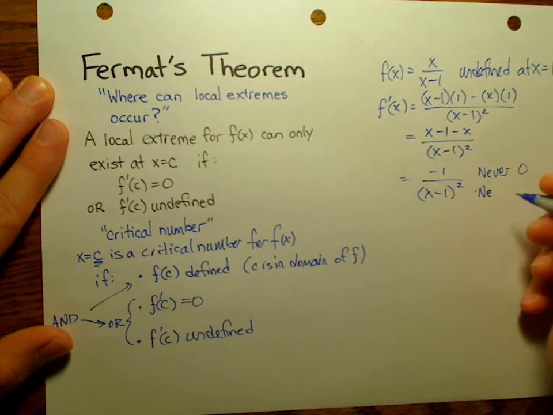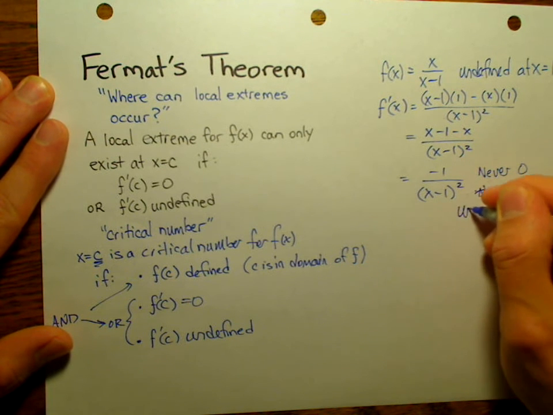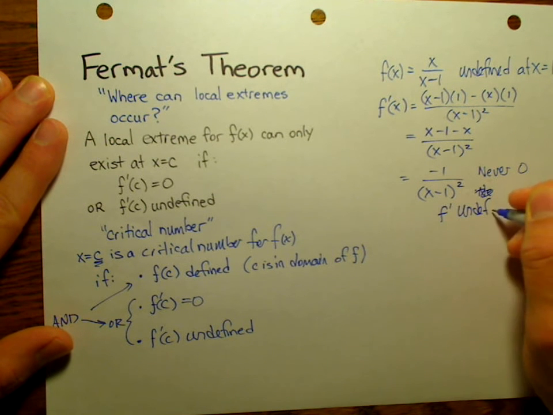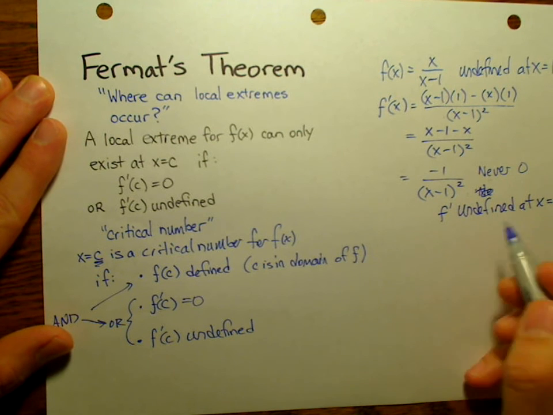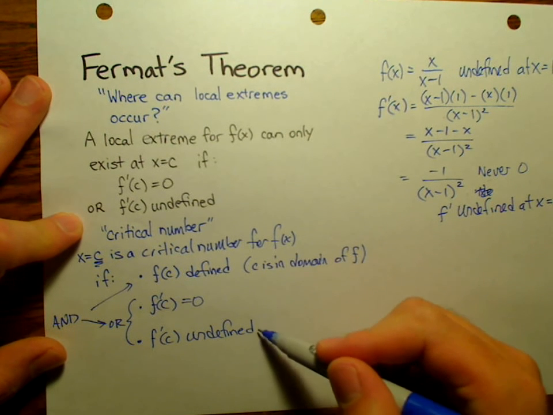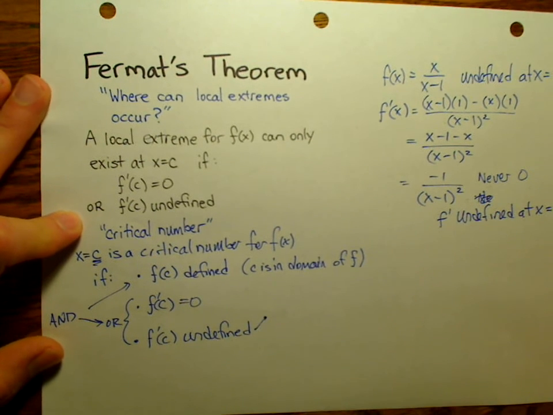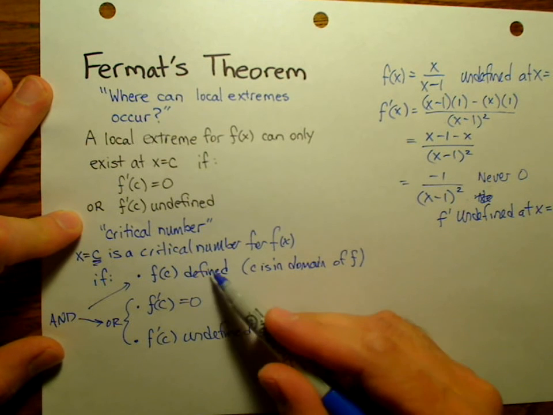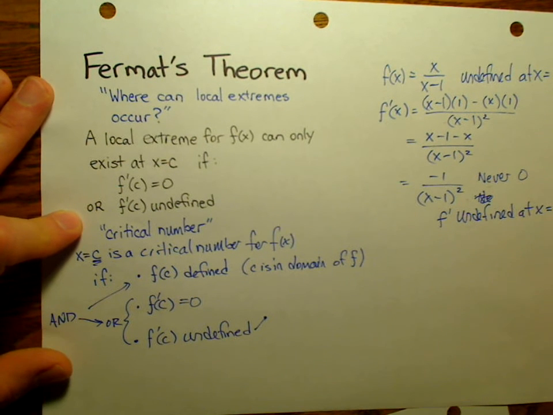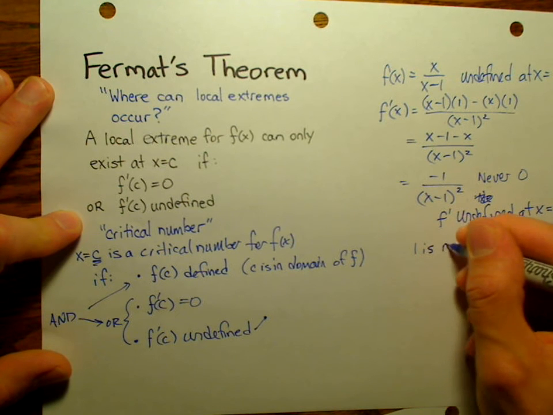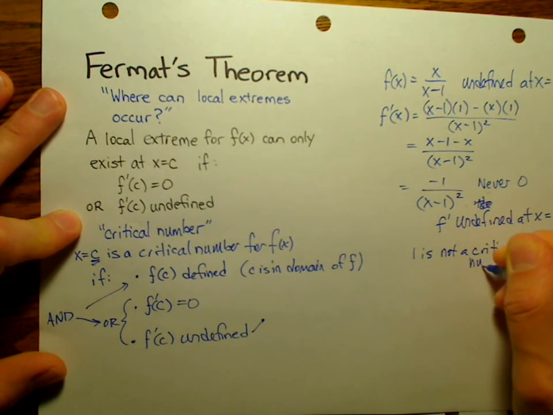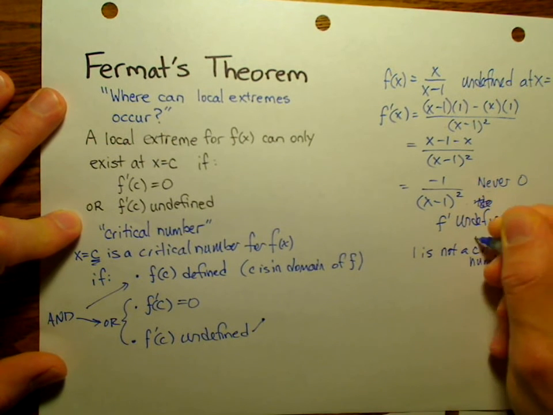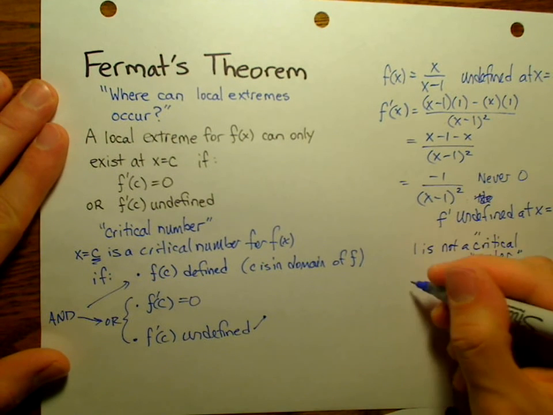So that x minus 1, it's actually undefined. f prime is undefined at x equals 1. Now, this seems to check off this f prime is undefined box, except that the original function is not defined either. So technically, 1 is not a critical number, technically, according to the definition, but it is still important.